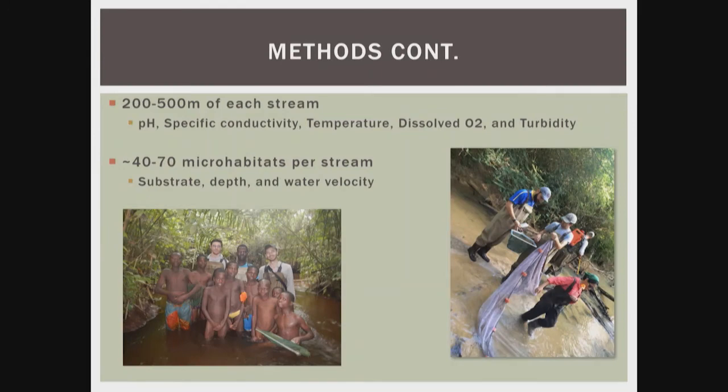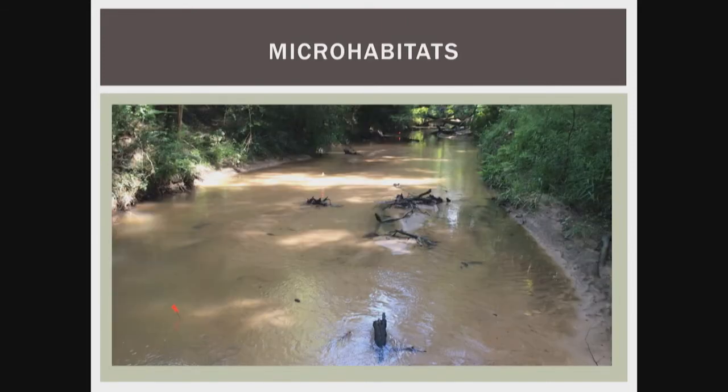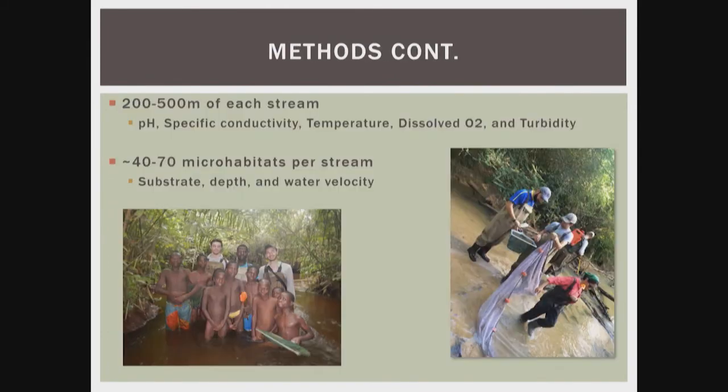So once I make it to these sites, I sample roughly 200 to 500 meters for a stream reach, and then within any of those stream reaches, I sample about 40 to 70 microhabitats, so probably an average around 60. And a microhabitat was this heterogeneous habitat type. So if this is a stream, we'd come and see that this is a sandy pool. We'd sample a few meters around that little area.